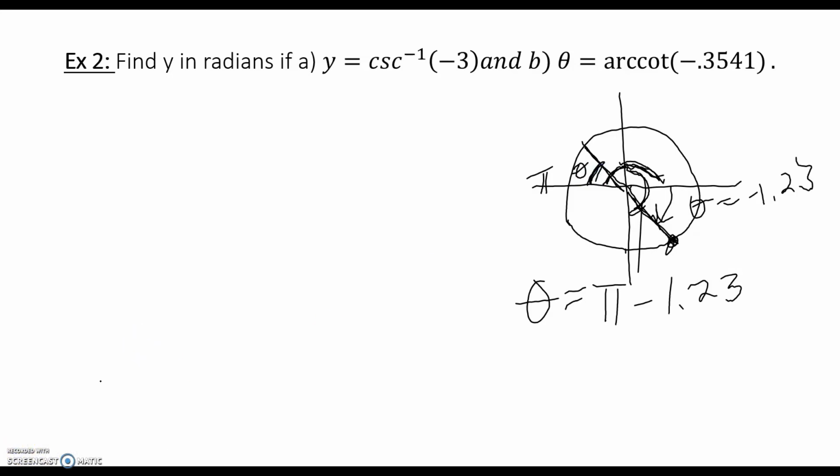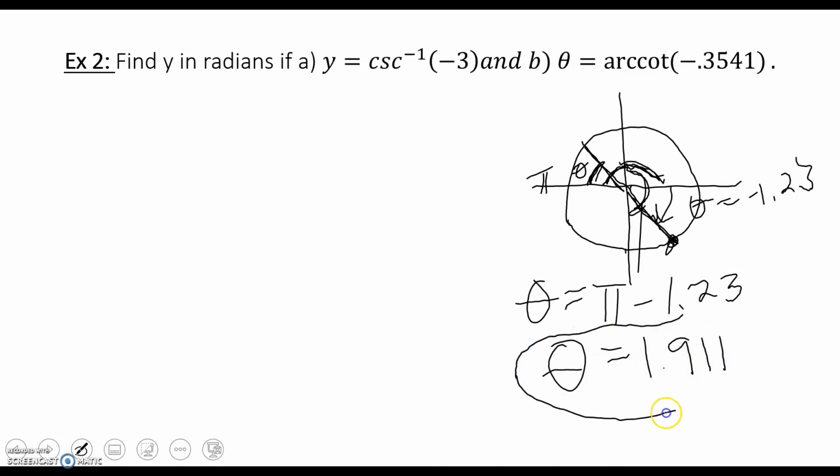So if you do pi plus that answer or pi minus that answer, however you write it, because that was a negative 1.23, so really you're doing pi plus that, you get theta to be 1.911 and some more digits in radians, okay? So this is the radian measure of theta for part B, okay?